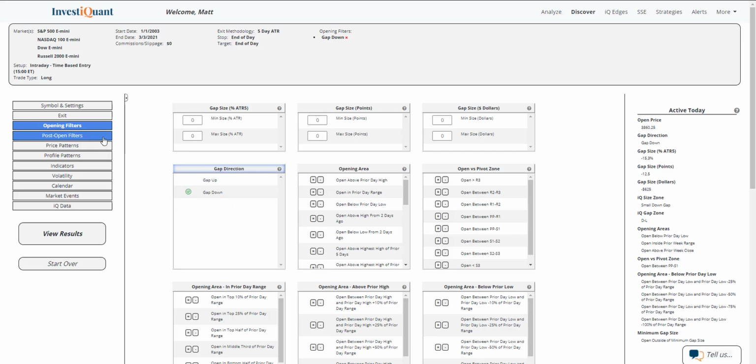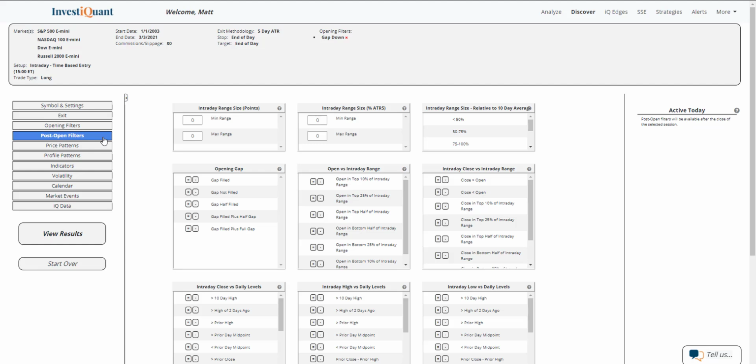Then I'm going to go into the post-open filters section, and I'm going to describe the price action that we have seen so far today, where we've got this red candlestick forming, where the open is in the top portion of the range and you're trading in the bottom portion of the range as you head into the close. So to do that, I'm going to go to this open versus intraday range, and I'm going to say that the open of the session is in the top half of the intraday range, and that intraday range is measured between 9:30 a.m. Eastern Time and the time of entry, which I've got set to 3 p.m. Eastern Time. So within that range, the open is in the top half of the range, and the 3 p.m. price is in the bottom half of the intraday range.